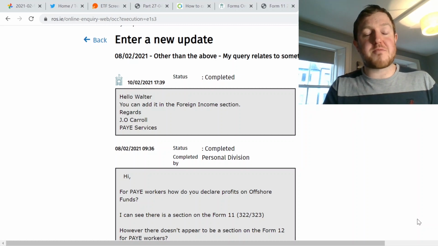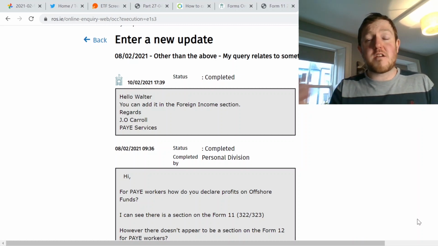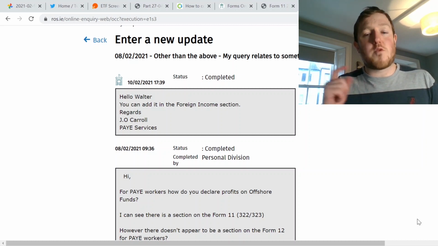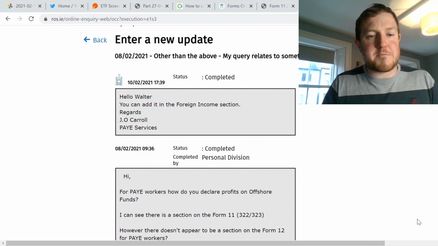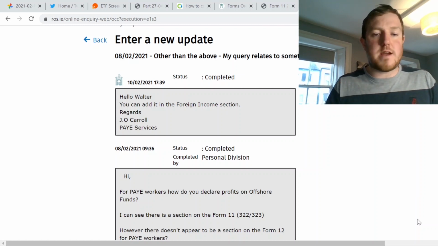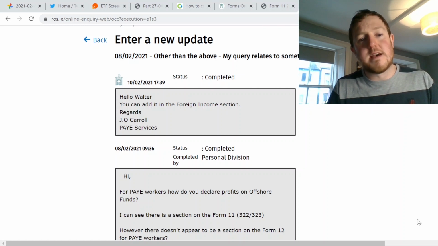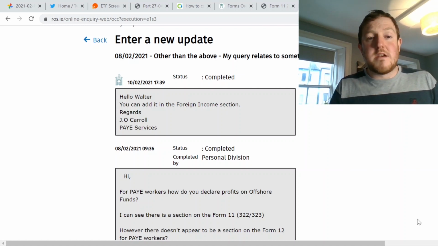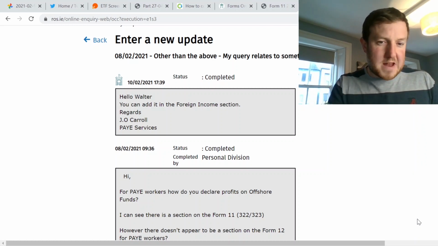So now let's have a look at what the procedure is for non-chargeable people. Non-chargeable people use Form 12. I was looking at this during the week and I realised there was no similar section on the Form 12 as there was on the Form 11 that dealt specifically with funds. So I reached out to Revenue and asked them for some guidance on this, and basically they told me to put it in the foreign income section. So this is straight from the horse's mouth. If this is wrong, you can blame Revenue.